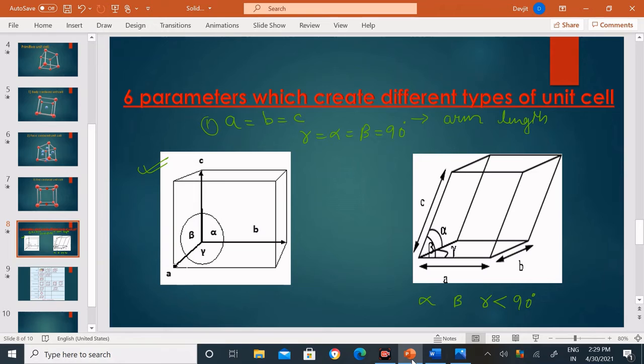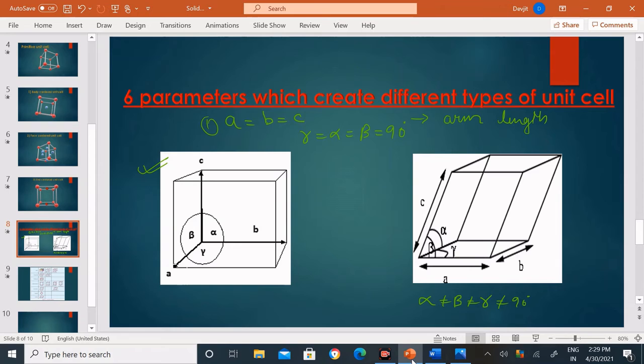In other words, none of the angles are equal to 90 degrees. Even the arm lengths are not equal: B is smaller than A, which is smaller than C. So by changing these parameters, we get different forms of unit cell.